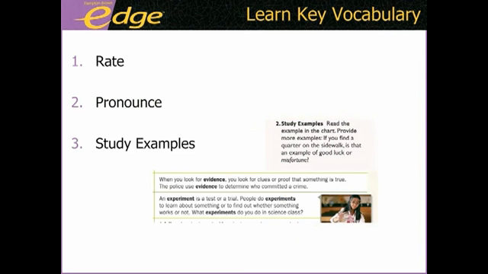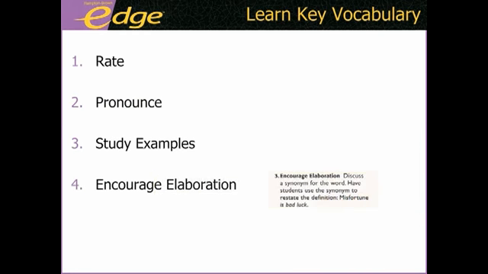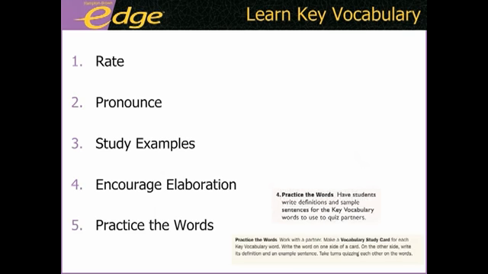The next step in the routine is to explain the meaning of the word using the clear, student-friendly examples provided. In the fourth step, students elaborate word meanings by generating their own examples and through practice. And finally, students work with a partner to practice the words using the vocabulary study cards they have created.